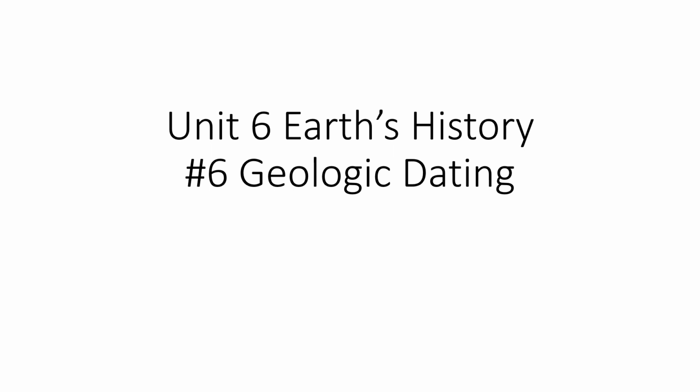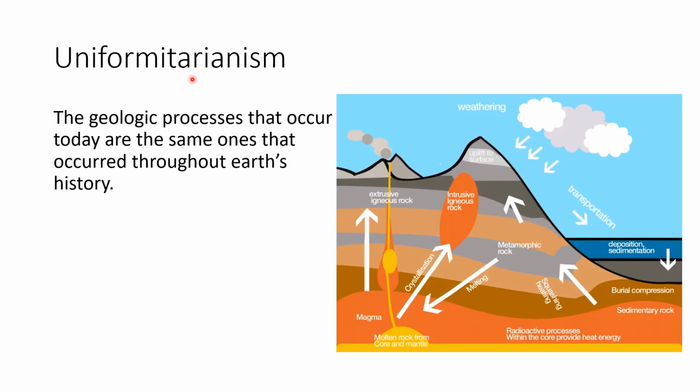Here we have lesson number 6 in Unit 6. This is about geologic dating practices. So the first thing that we need to talk about with geologic dating practices is called Uniformitarianism. And this is the basic principle that the geologic processes that are going on today are the same ones that have occurred throughout Earth's history.